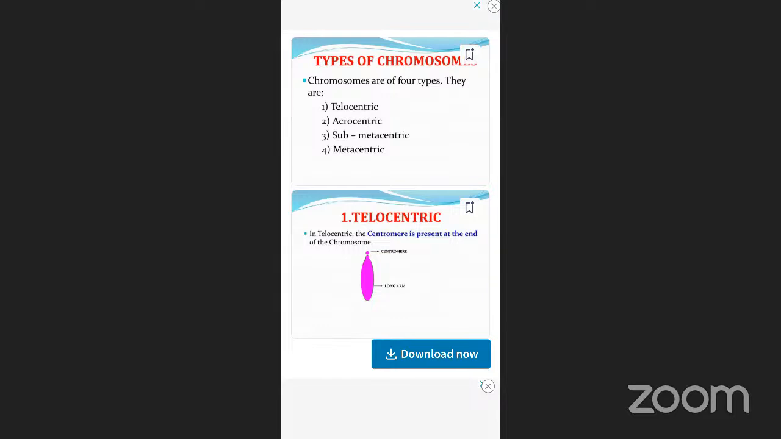See this diagram also. There are two arms, one long arm and one short arm. In the telocentric chromosome, the centromere is present at the end of the chromosome. This is called telocentric. Telo means end.